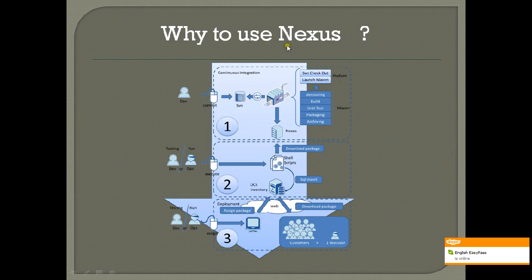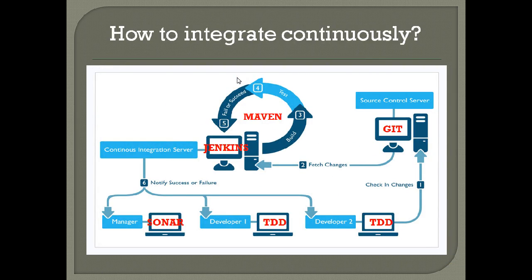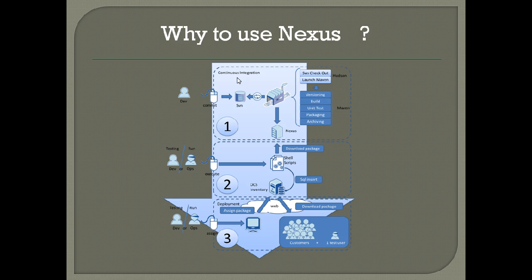Then there is that other schema about Nexus. You will probably notice that we didn't speak about Nexus in the first schema, and this one is speaking about Nexus. Why use Nexus then? Nexus is used for two main purposes. The first one is to have a centralized library repository.